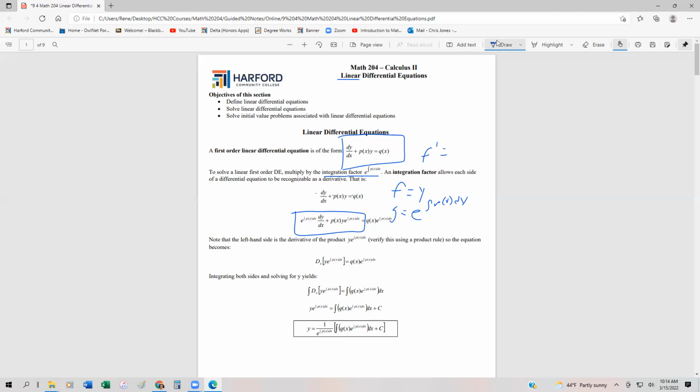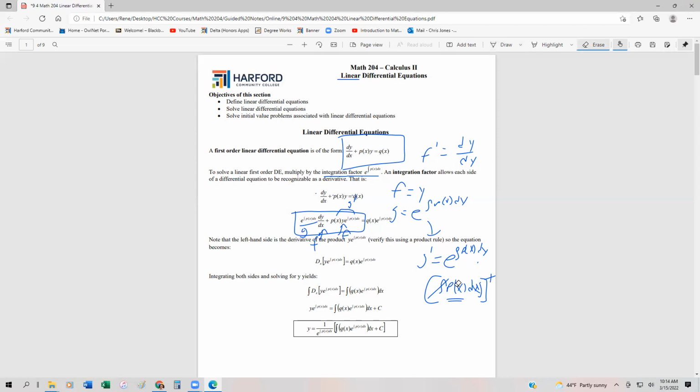So f prime would be dy/dx, right? And then g prime, using the chain rule, would be the integral of e is e, so e to the integral of p of x dx, but then we would multiply by the derivative of the integral of p of x dx. But we know that the derivative of an integral just cancels, so we would just be left with p of x. All right, and so you can see that this is going to be like g prime, and this is going to be f. And this is going to be like f prime, and this is going to be g. So it does follow a product rule.